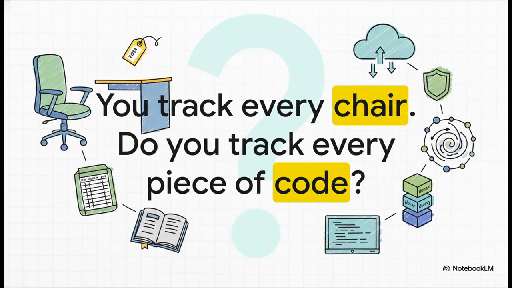I'll leave you with this one final thought. Your company's finance department can probably tell you the serial number of every single desk and chair the company owns. But can your IT department tell you about every piece of software, every library, and every cloud instance it owns? In today's world, which one do you think is actually more important to track?